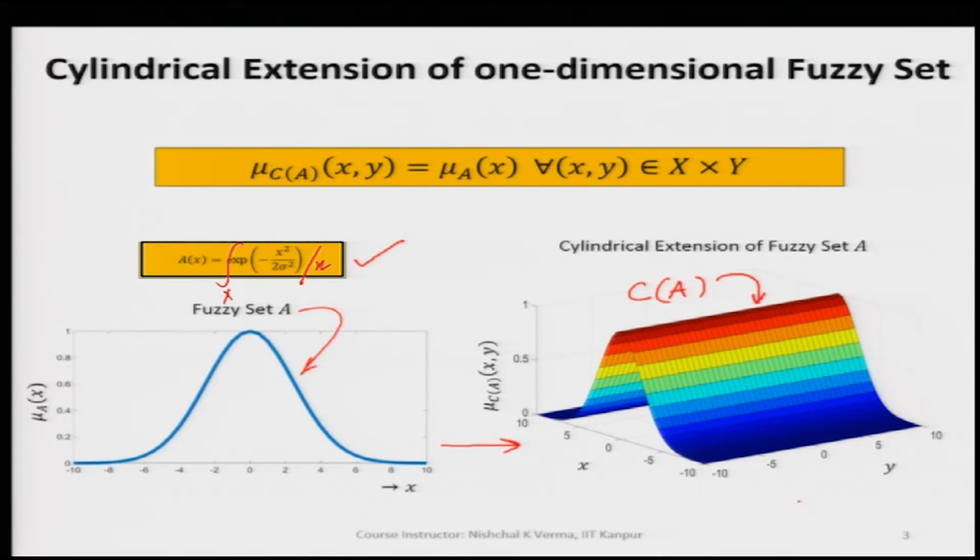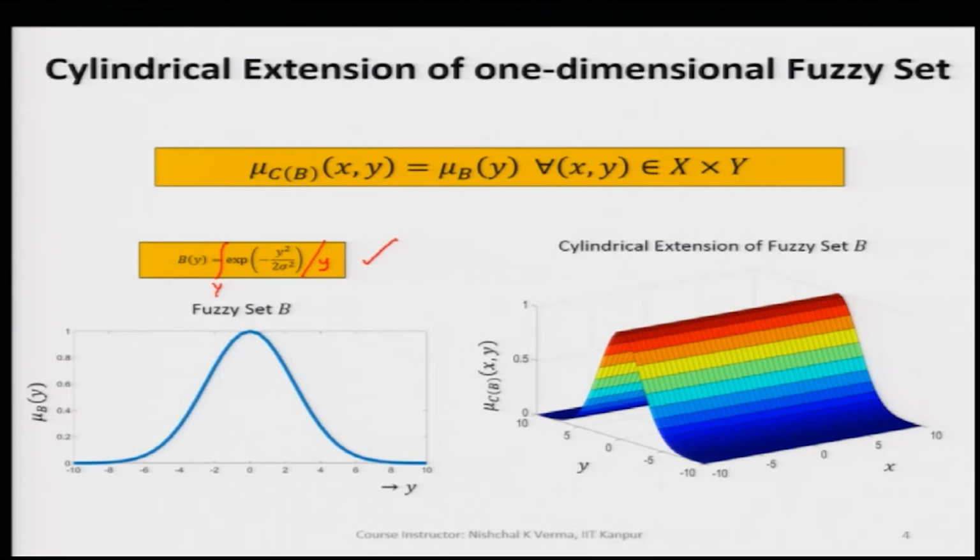So, we see that we have the generic variable only x, and when we extend it cylindrically, y gets extended. Here we have taken the fuzzy set A, which is with the generic variable x. So, the extension is happening in the other dimension, or we are adding one more dimension, that is y. But if we take fuzzy set B, which is defined in the universe of discourse y.